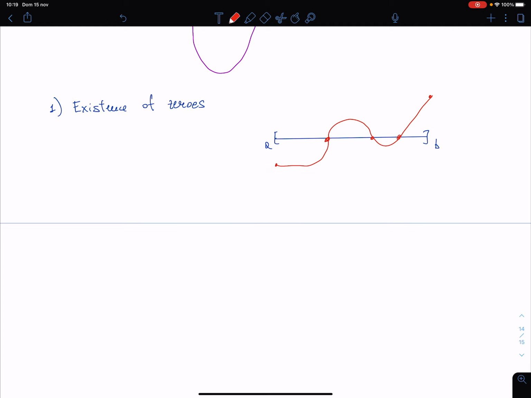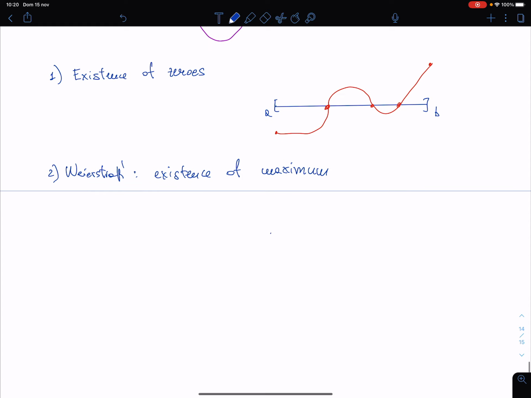Second, this is the theorem of Weierstrass. Again, this is officially by Weierstrass. When you say Weierstrass theorem, you mean this. That says that there is a maximum. Again, the interval must be closed and finite. So a and b are real numbers. Here you have the interval.